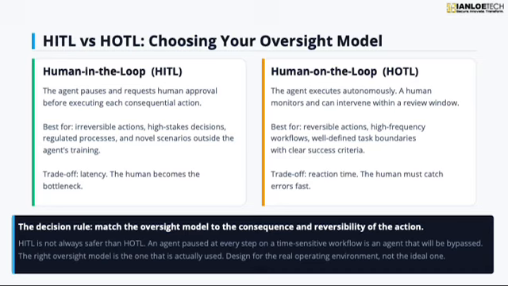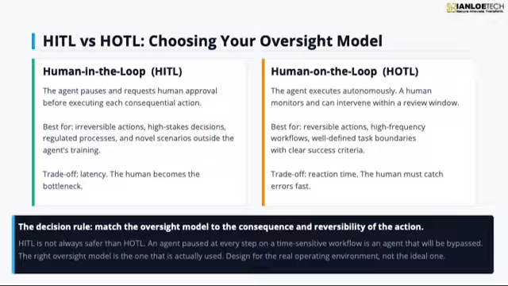HITL is the appropriate model for irreversible actions, high-stakes decisions, regulated processes, and scenarios that fall outside the boundaries of the agent's defined operating parameters. If the agent encounters something novel, unexpected, or high consequence, it stops and asks. The trade-off is latency. In an HITL model, the human becomes the bottleneck. For high-frequency, time-sensitive workflows, this can eliminate the operational benefit of automation entirely.